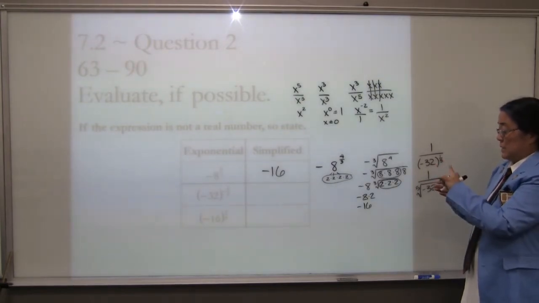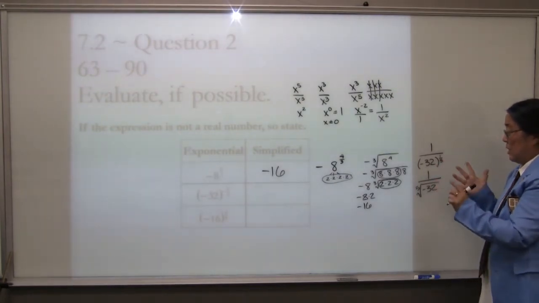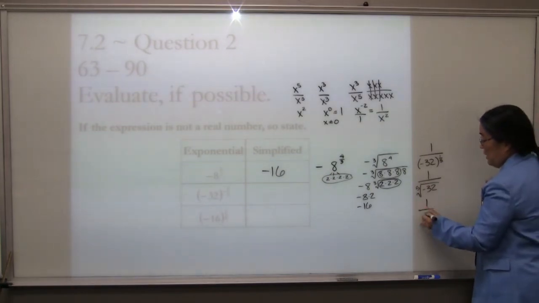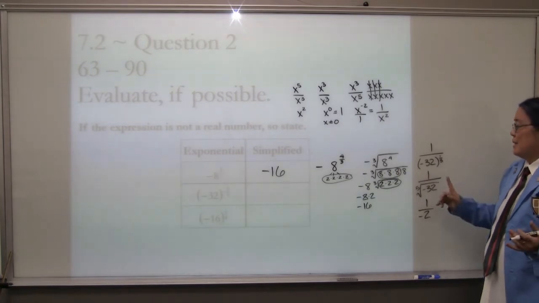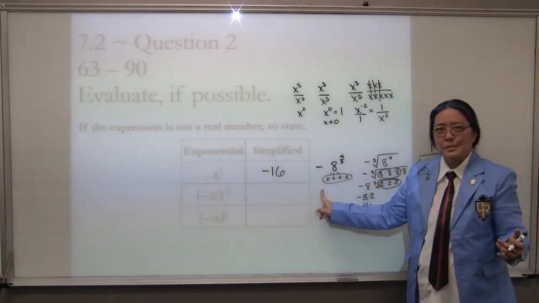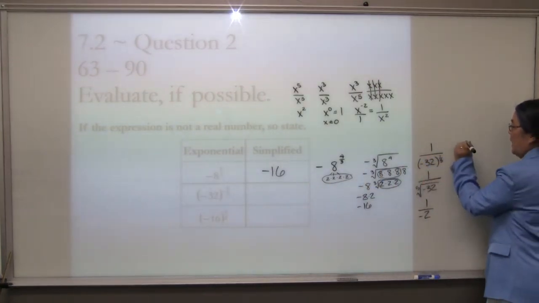Times 2 is 8, times 2 is 16, times 2 is 32. So that would be a negative 2. And we're done. But what about this method, Mrs. Jordan? We could still do that.